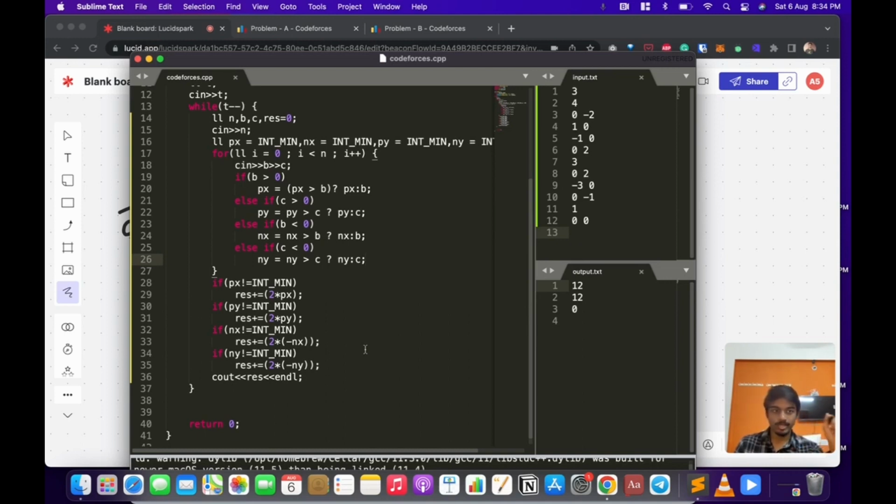Maximum X value I'll take so that I'll traverse to the last. C value I'll traverse to the Y. X value, what is the maximum I should traverse? Y value, what is the maximum I should traverse? Nx is also not equal to this. Ny is also not equal to this.